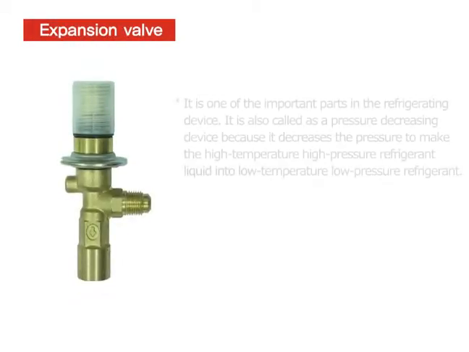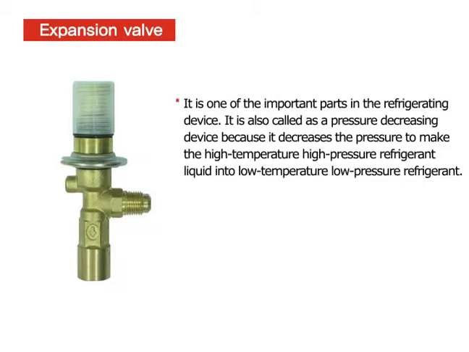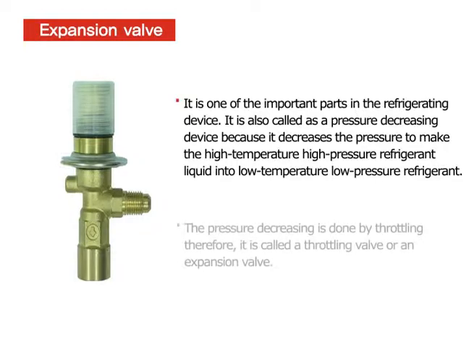Expansion valve. It is one of the important parts in the refrigerating device. It is also called a pressure decreasing device because it decreases the pressure to make the high temperature, high pressure refrigerant liquid into low temperature, low pressure refrigerant. The pressure decreasing is done by throttling. Therefore, it is called a throttling valve or an expansion valve.